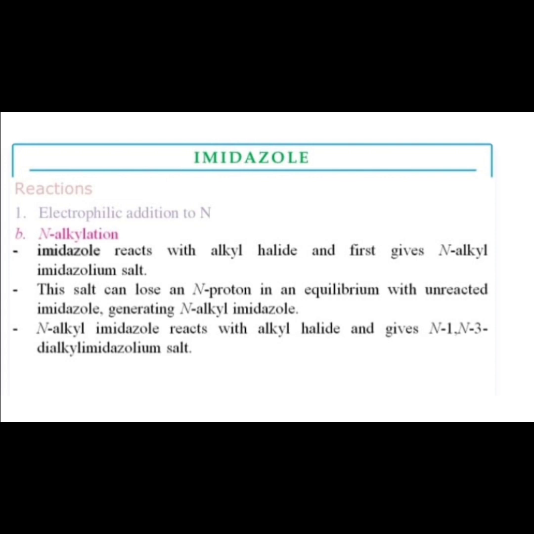Now see, imidazole reacts with alkyl halide and first gives N-alkyl imidazolium salt. This salt can lose an N proton in an equilibrium with unreacted imidazole, generating N-alkyl imidazole. N-alkyl imidazole reacts with alkyl halide and gives N1,N3-dialkyl imidazolium salt.